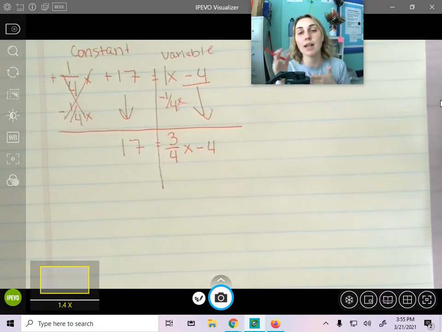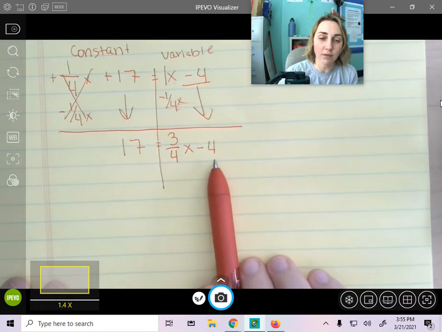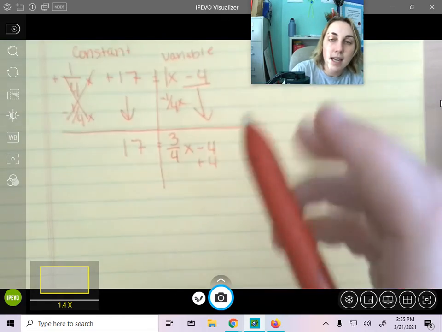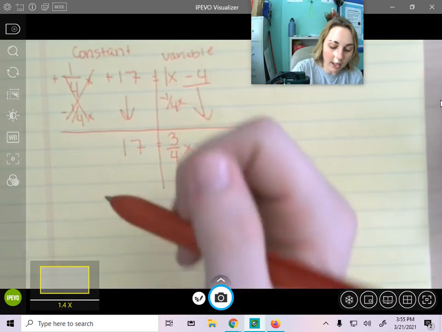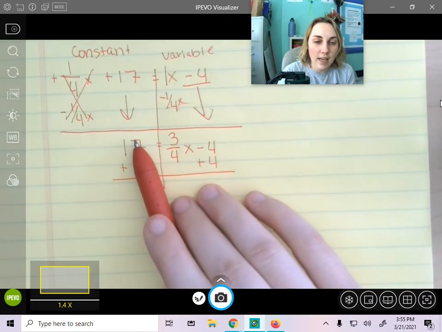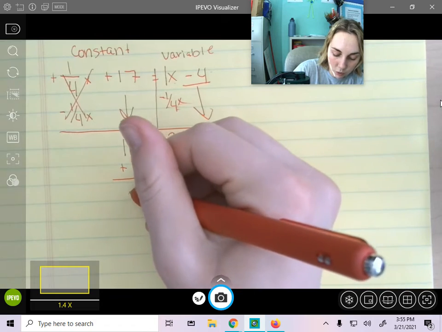All right, now that I moved my variables to one side, I need to move my constants to the other side. So I need to get rid of this -4. The opposite of a -4 is going to be a +4, and if I do that on one side, I have to do the same thing on the other side as well. All right, let's finish this up. 17 plus 4 is going to give me 21.